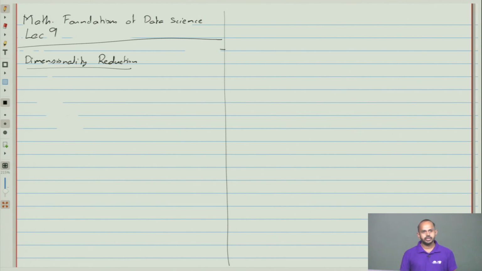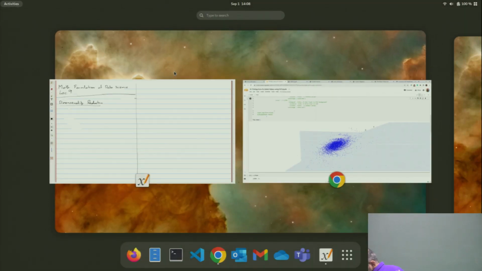So, the video has started. What is the dimensionality reduction problem? I will just give you a quick example of what this problem is. Let me just show you something.